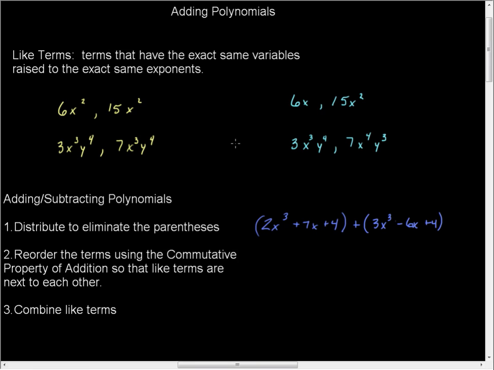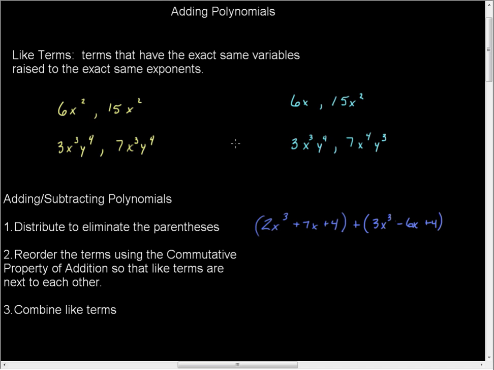In this video, we're going to take a look at adding polynomials specifically. However, adding and subtracting polynomials is essentially the same, at least in the steps that I've outlined. Before we can do that, though, we have to talk a little bit about something called like terms.